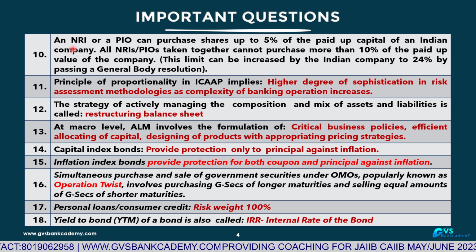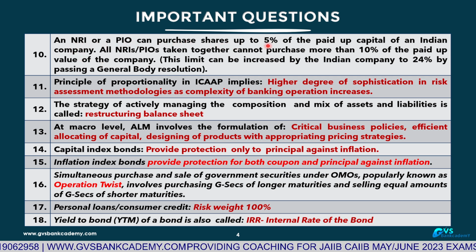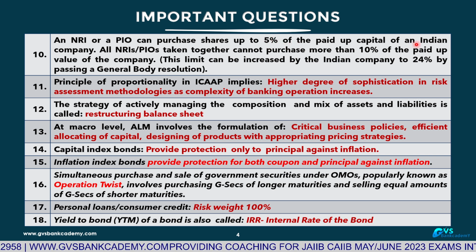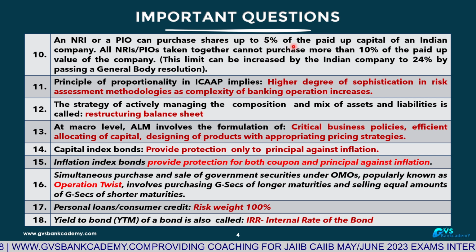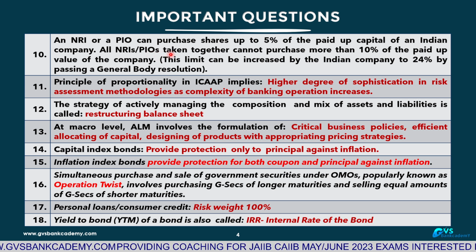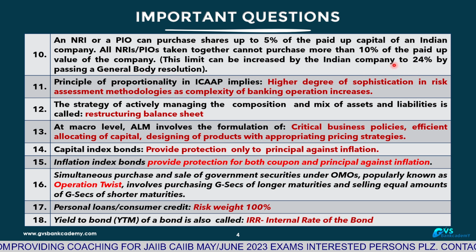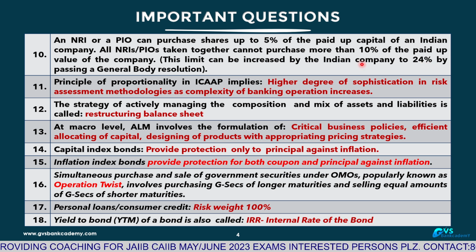Once again, an NRI or person of Indian origin can purchase shares up to 5% of paid-up capital of an Indian company. All NRIs plus persons of Indian origin together can purchase 10% of paid-up capital. They cannot purchase more than 10%, provided the company has taken general body meeting permission, they can purchase up to 24% of paid-up capital.